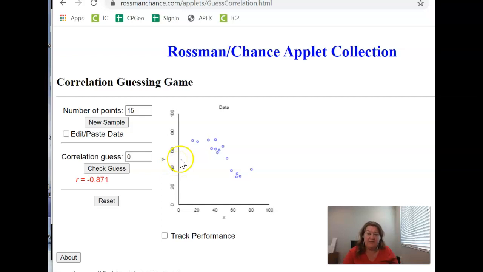Now we don't have a negative 0.87 on our notes page, so I'm going to go ahead. But notice to get an 87, they have to be pretty close together to kind of form that line.